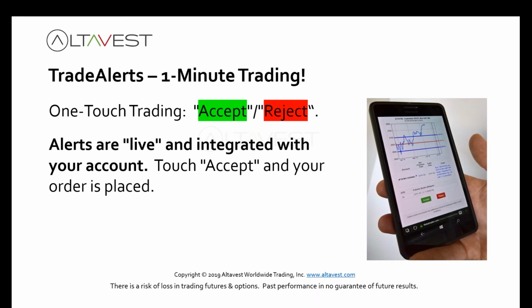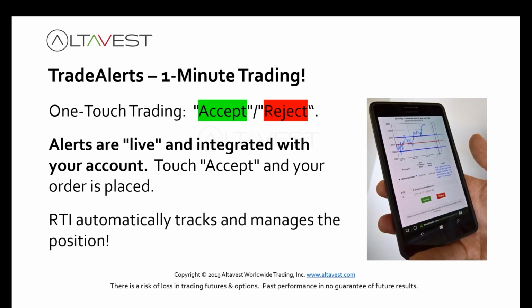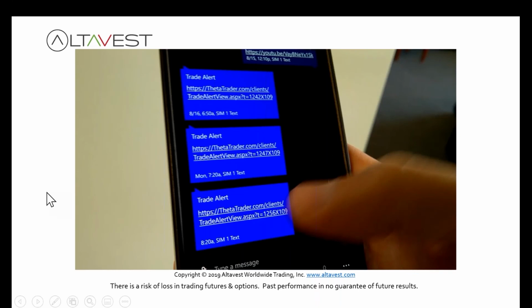So there's no platform you have to log into. You don't have to copy an alert. You don't have to try to make sense of an alert and read it. It's all right there in front of you. And all you do is either accept it or reject it. And then if you touch accept, the order's placed. Theta Trader technology handles it for you. And then, once your order is filled, you saw how you can automate the RTI. So if it turns red, you're out. If it turns blue, you're out. So that is probably the most convenient self-directed trading I've ever seen. So here's what it looks like.